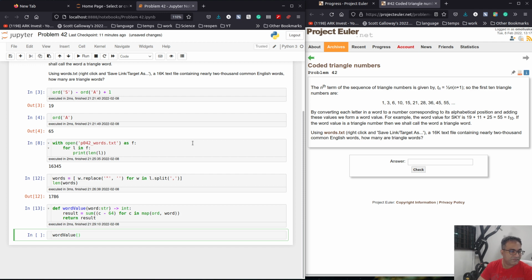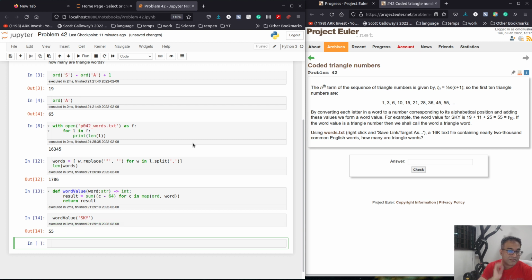Okay, so the word value of SKY is 55. So we have a function that will return the word value. Now the next question is if the word value is a triangle number. So the next question is, is a number a triangle number? So how do we check for that?